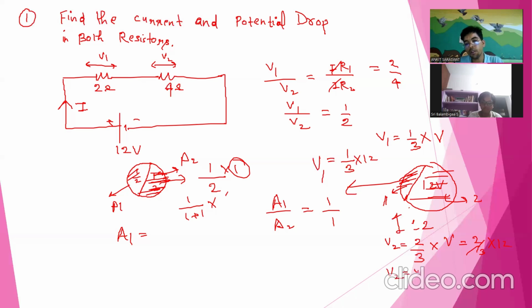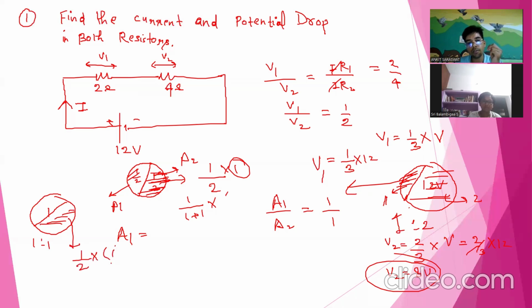Understood? Yes, sir. Clear? You can imagine here, this is total 1. If I cut it into 2 equal parts, having ratio 1:1, and then I ask what is the value of this, you will say, sir, 1 by 1 plus 1 of total. Total is 1. So its value is half. Clear? In a similar way, total voltage is 12 volts.